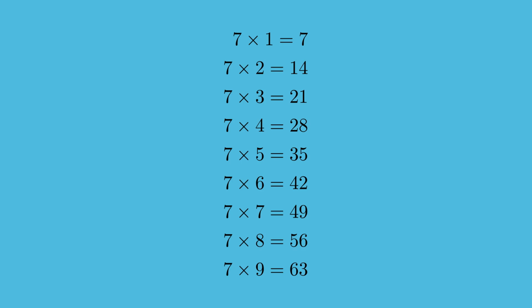Finally, if we add 7 one more time, we end up at 63. This is equivalent to 7 times 9. As such, 7 times 9 equals 63. Thus, the correct answer is 63.